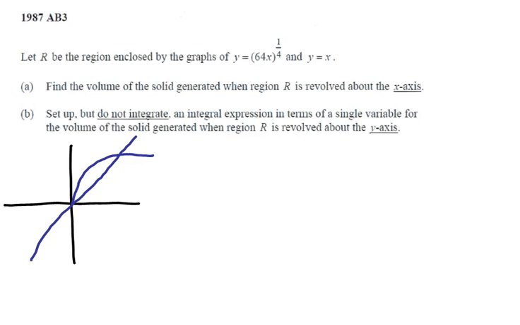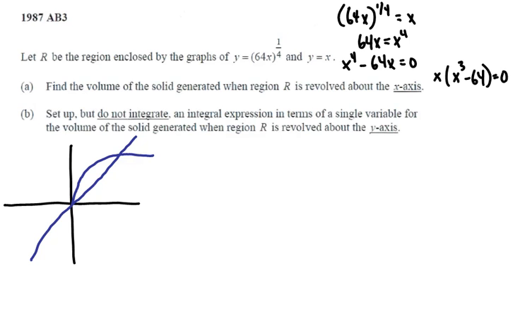They intersect at points we'd have to find out. So we set up 64x to the 1/4 equals x. We raise both sides to the fourth power, so that 64x equals x to the fourth. We'll bring everything to one side, set it equal to 0, and factor out an x. We have a difference of cubes there.